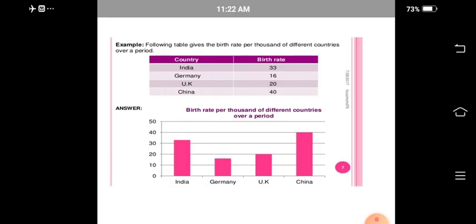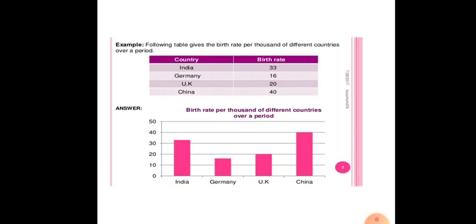Now see how to draw the bar diagram. Take this example: the following table gives the birth rate per thousand of different countries over a period. These are the countries: India, Germany, UK, and China. The birth rate of India is 33, Germany is 16, UK is 20, and China is 40.